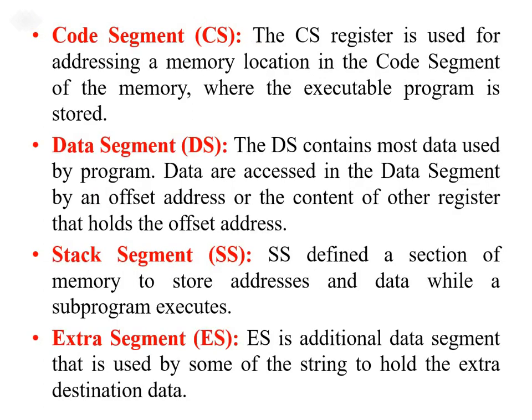This code segment has the register known as the CS register, that is the code segment register, which is used for addressing a memory location in the code segment of the memory where the executable program is stored. Whatever assembly code you write is stored in the code segment. This code segment is a part of the memory. Memory is divided into 4 segments: code segment, data segment, stack, and extra segment, right? In these segments we will be storing the data. In the code segment we store the actual assembly code.